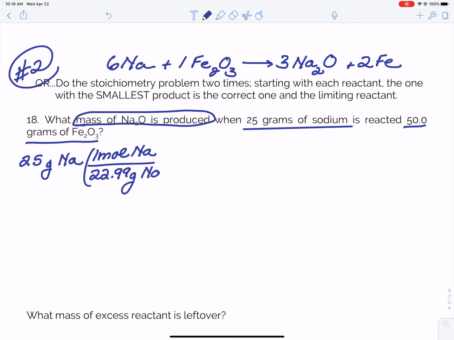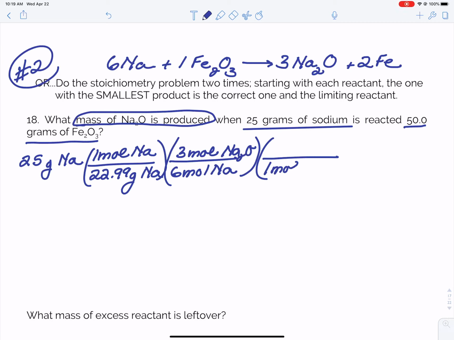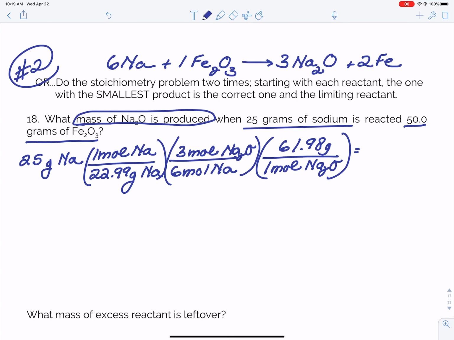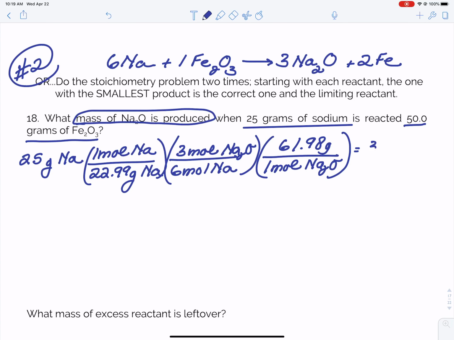First thing I'm going to do is convert to moles of sodium. Then using the coefficients from the balanced chemical equation, 6 moles of sodium will produce 3 moles of Na2O. And then 1 mole of Na2O has a mass of 61.98 grams. So if I get to use up all of my sodium, I will be able to make 33 point something, so to 2 significant figures, it's 34 grams of sodium oxide.